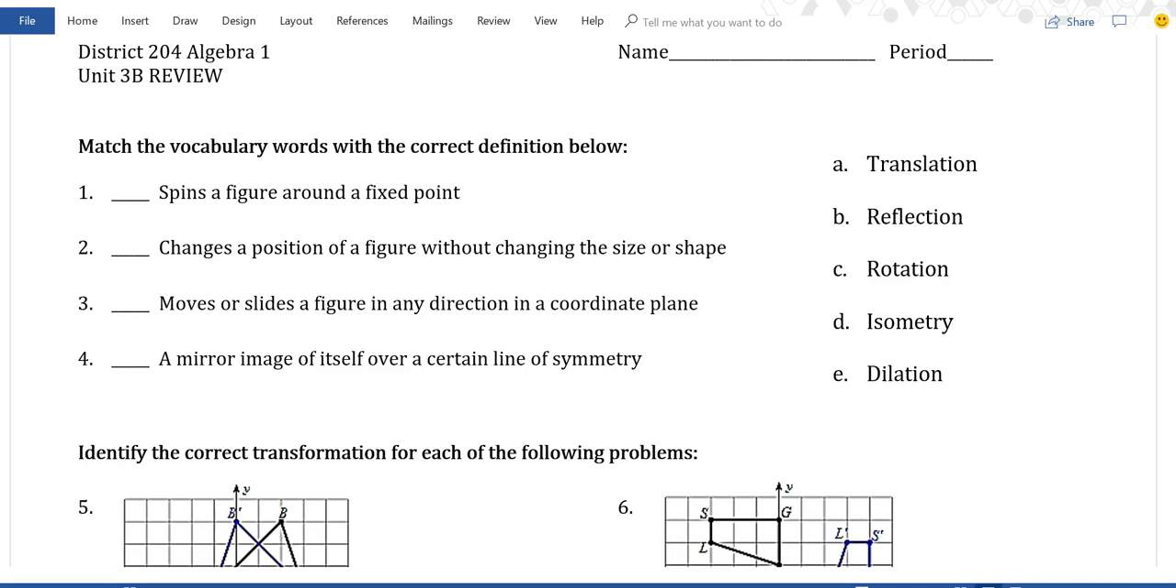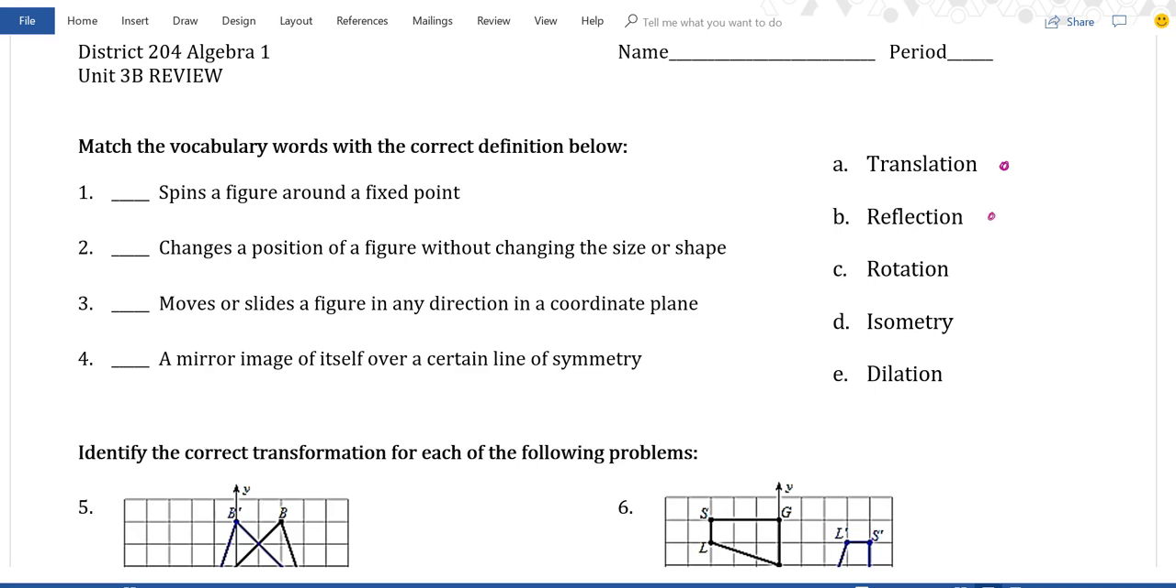Alright, so taking a look at our review here for Unit 3B, I want to start off with our vocabulary. We're going to focus on the key words and how we visualize these translations, or transformations, I should say. For a translation, we want to think about sliding it around, moving left and right. We're not changing the orientation of the object. It's not spinning, it's not flipping over. The left doesn't become the right, the up doesn't become the down, or top to bottom, or vice versa. So we're sliding it around.